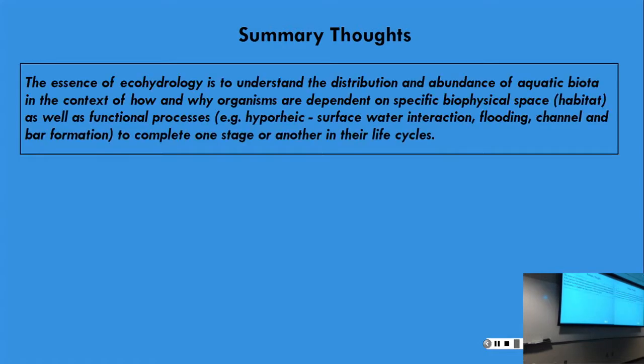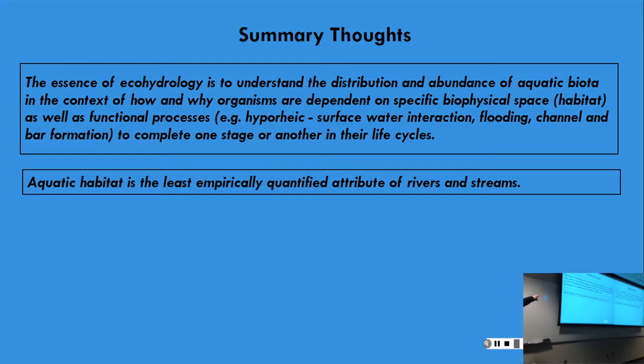In general, ecology fundamentally is based on looking at the distribution and abundance of aquatic biota, in the context of how and why these organisms use biophysical space, as well as functional processes, how these spaces are linked. And for rivers, groundwater-surface water exchange, flooding, channel and bar formation are all processes that are interwoven into the distribution of biota. And it's important because it might be one stage of their life cycle that's impacting them.